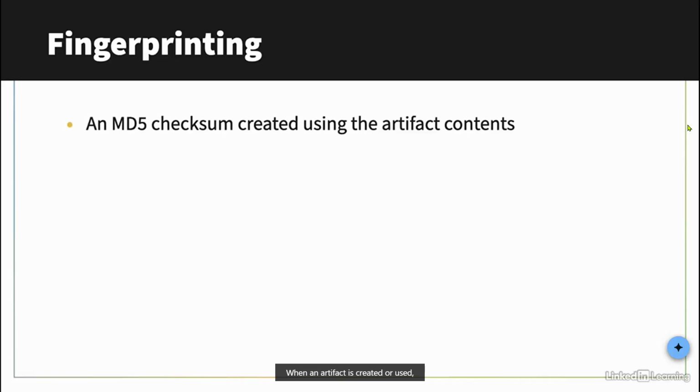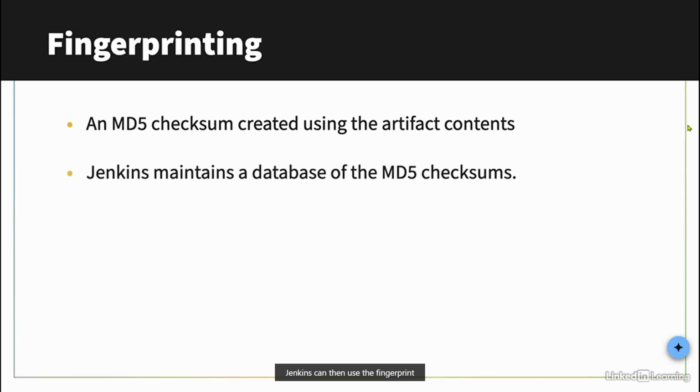When an artifact is created or used, Jenkins generates an MD5 checksum using the artifact. This checksum and the job where it was created are tracked in an internal database. This becomes the file's fingerprint. Jenkins can then use the fingerprint to determine what jobs either created or accessed a file.